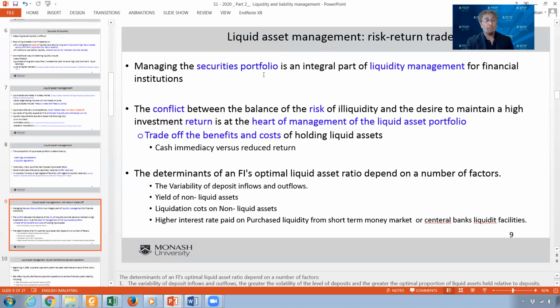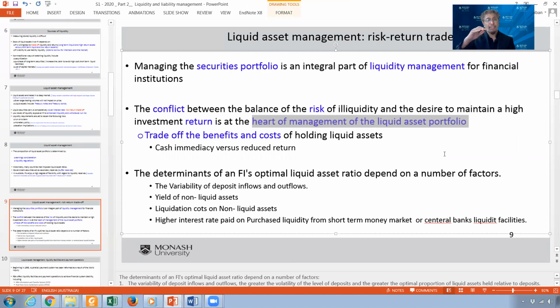Managing the securities portfolio, which is the asset, is an integral part of liquidity management for financial institutions. So the conflict, we come back to this risk-return issue. The conflict between balancing the risk of liquidity and the desire to maintain high investment return is the heart of the management of the liquid asset portfolio.